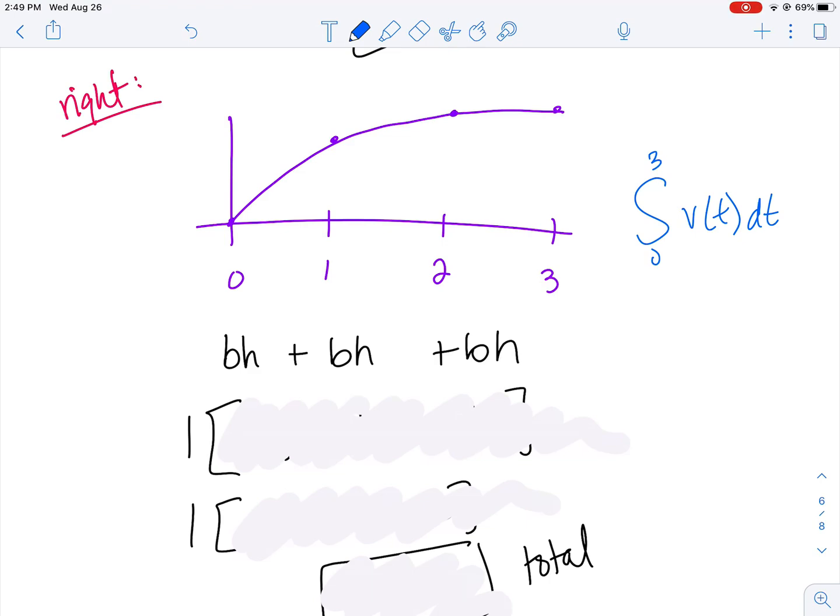I'm still going from 0 to 3, and I'm still going to use 3 rectangles unless they say I needed to use more or less. I just chose 3 because that was a nice even number with the intervals that they gave me. If I'm using right endpoints, going up from the right, my rectangle would be here. Going up from the right, my rectangle would be here.